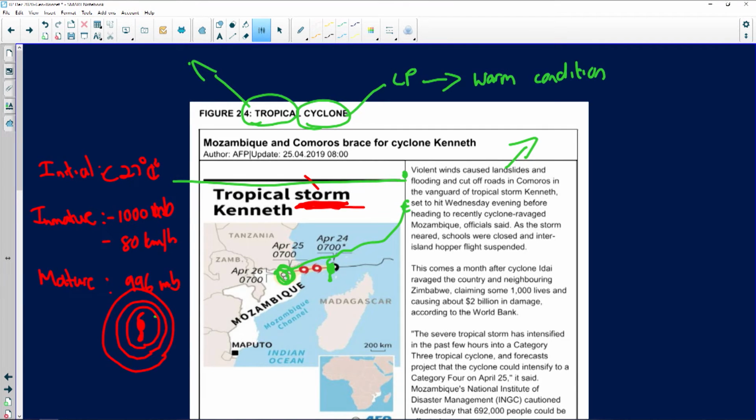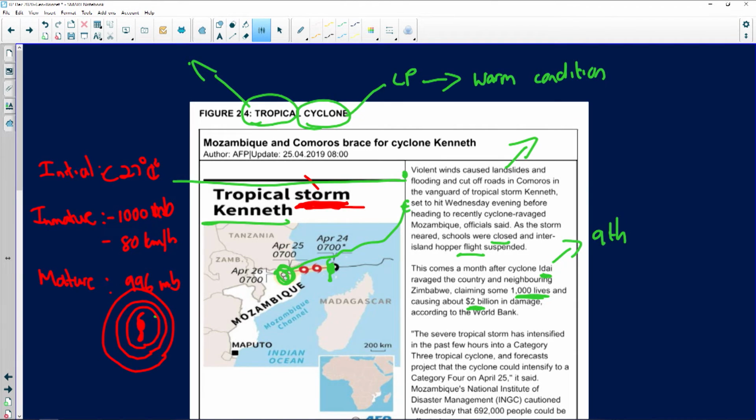Okay. As you can see, as the storm neared, schools were closed. Okay, flights were suspended. Now, as you can see, just a month before, we had Idai, right? Idai is what? If you look at it, A, B, C, D, E, F, G, H, I. That was the 9th for the season. Now we're sitting with Kenneth, that's the 11th. Okay. Now you can see 1,000 lives have been lost.